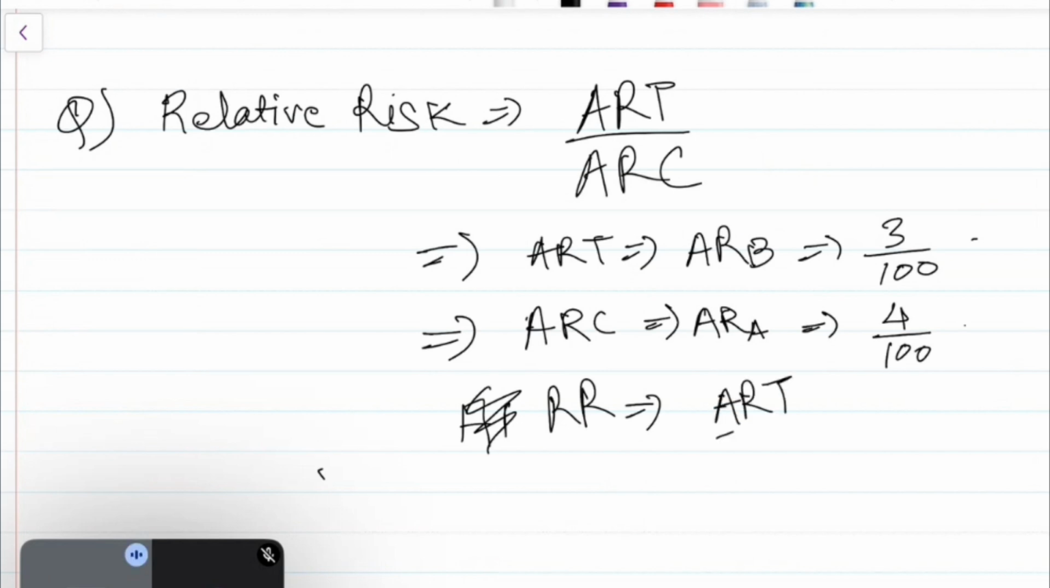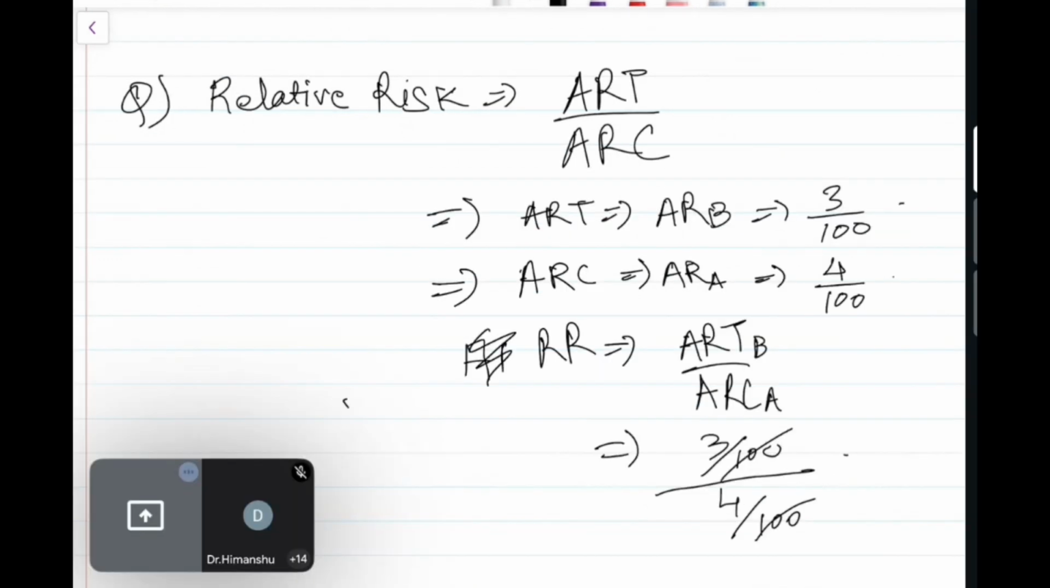ART divided by ARC, or absolute risk of group B divided by absolute risk of group A, which comes out to be 3 divided by 100 upon 4 divided by 100. Cancel out the hundreds really easily right here, and 3 by 4. I know 3 by 4 is 0.75.